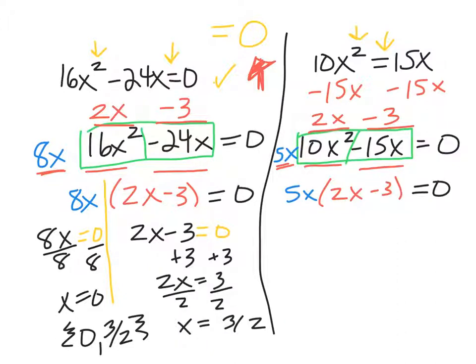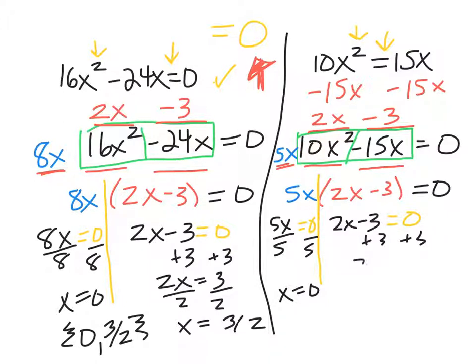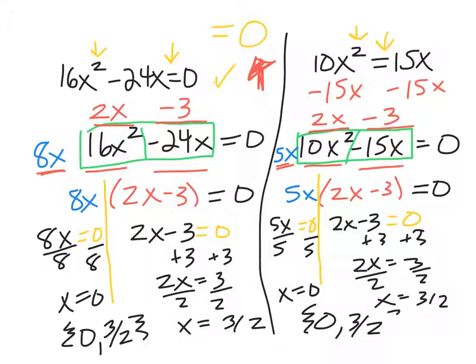Now we write it side times top. And now we're going to split, set equal to 0, and solve. So 5x equals 0, and 2x minus 3 equals 0. So divide by 5, which means x equals 0. Add 3, and divide by 2. So x equals 3 over 2. Now, we happen to get exactly the same two answers there. Isn't that fun? Totally unintentional. Those are not always the same two answers.